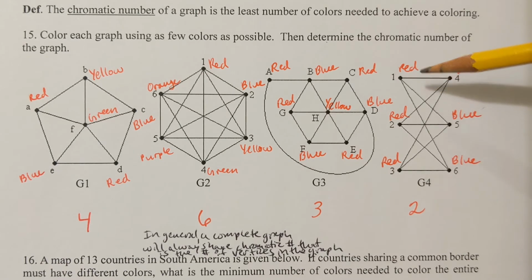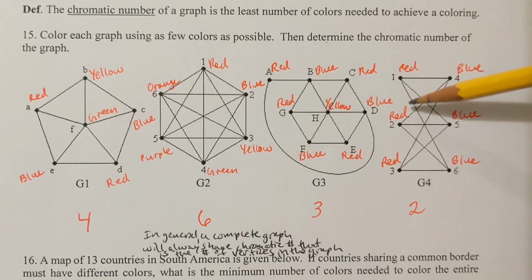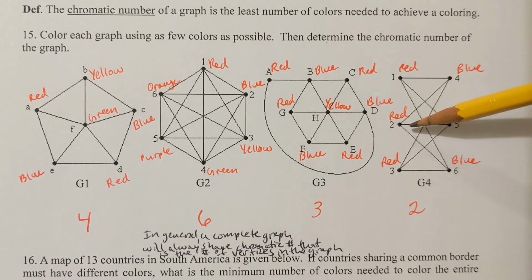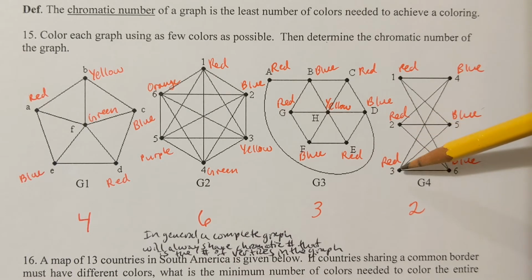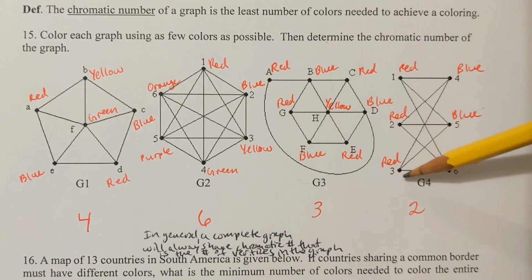G4. Okay, if vertex 1 is red, vertex 1 does not join vertex 2. So again, I'm looking for the least number of colors to be used. So let me use red again. Vertex 2 does not join vertex 3, or vertex 1 does not join vertex 3. So let me use red for that one.